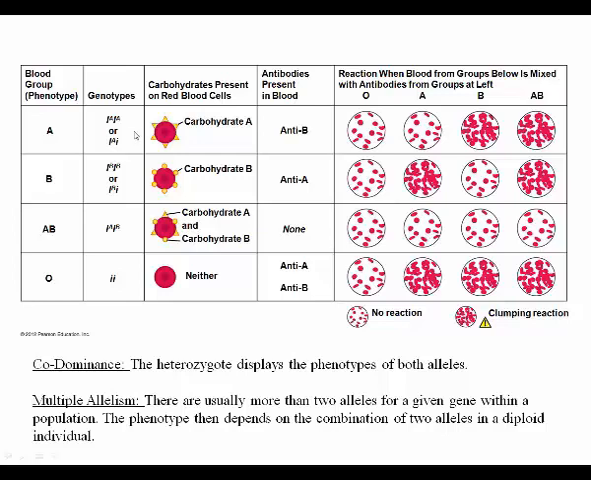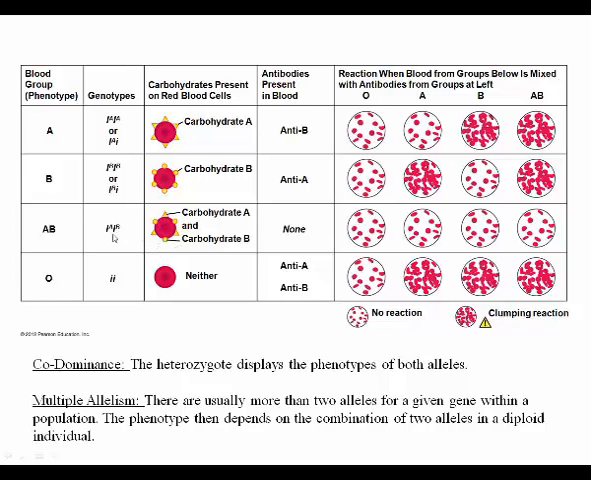Now notice the genotypes for these blood types. To be blood type A, you're either homozygous for IA or you're heterozygous, IA with the little recessive allele i. Little i is completely recessive to either IA or IB. So the same condition exists for being B-type blood. You're either homozygous for B or you're heterozygous.